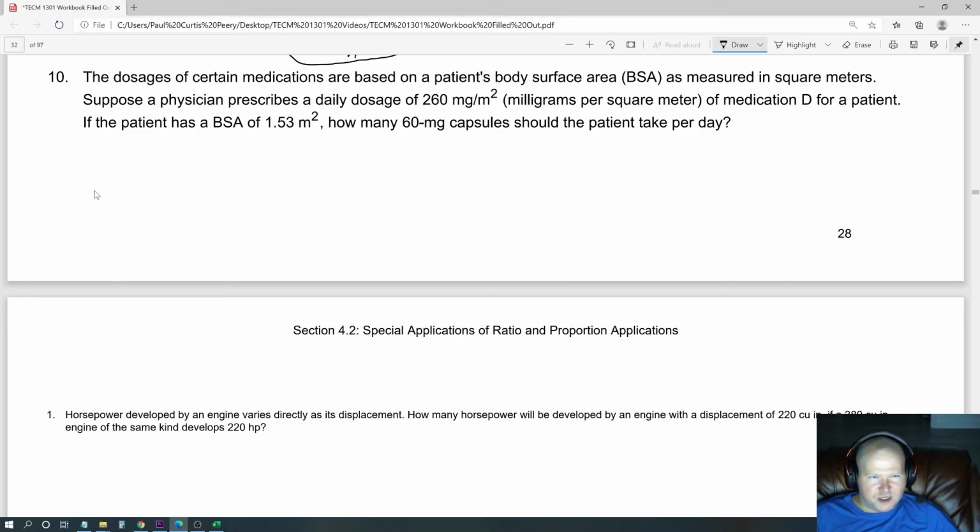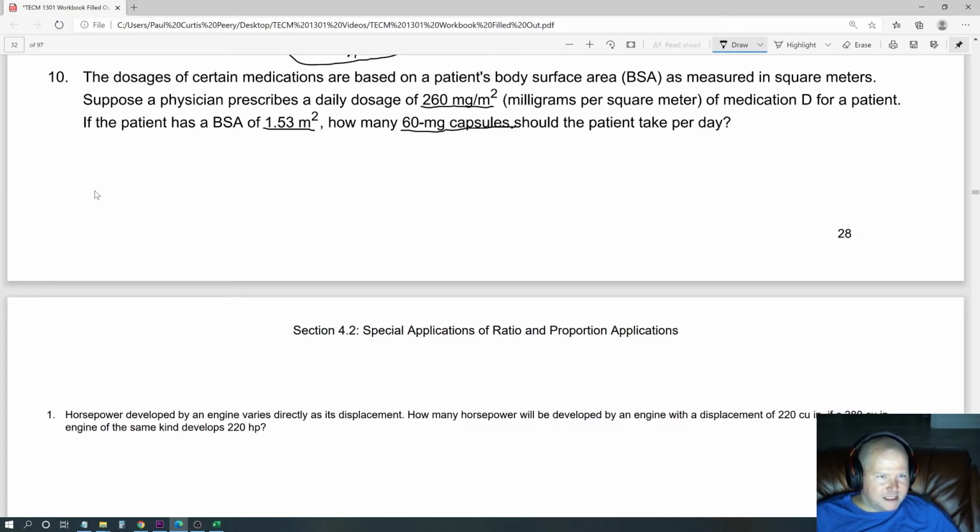Suppose a physician prescribes a daily dosage of 2,600 milligrams per square meter of medication D for a patient. If the patient has a BSA, or body surface area, of 1.53 square meters, how many 60 milligram capsules should the patient take per day?